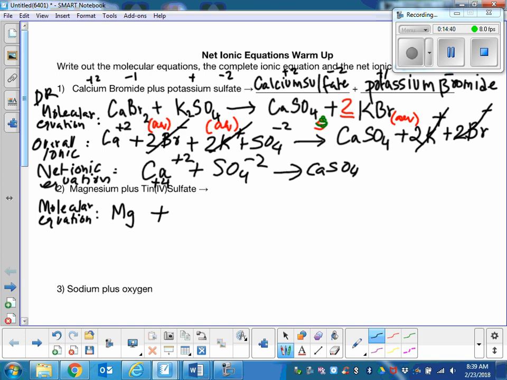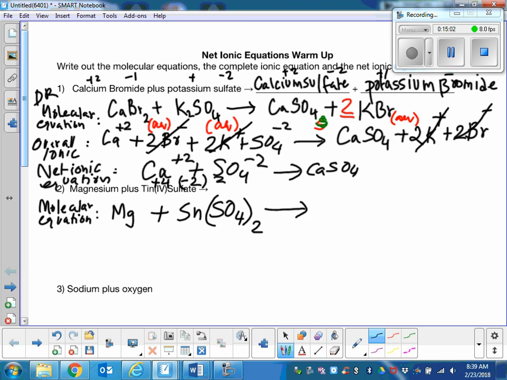So right now, let's write the formula for tin 4 sulfate. This is a plus 4, sulfate is a minus 2. How many times am I multiplying the sulfate side? 2. So what is my formula for tin 4 sulfate? Sn(SO4)2. Correct?